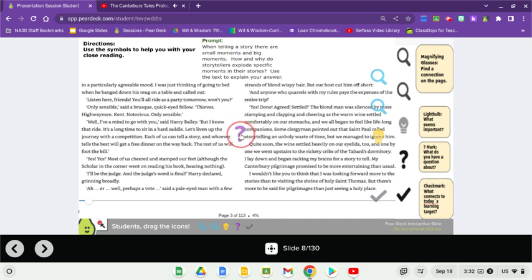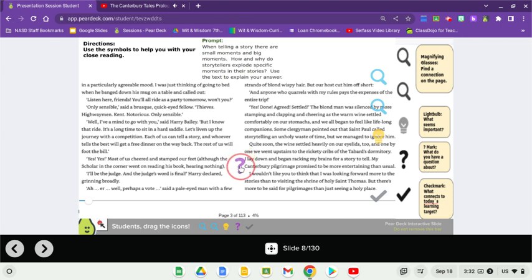Some clergyman pointed out that St. Paul called storytelling an unholy waste of time, but we managed to ignore him. Quite soon the wine settled heavily on our eyelids too, and one by one we went upstairs to the rickety cribs of the Tabard's dormitory. I lay down and began racking my brains for a story to tell.